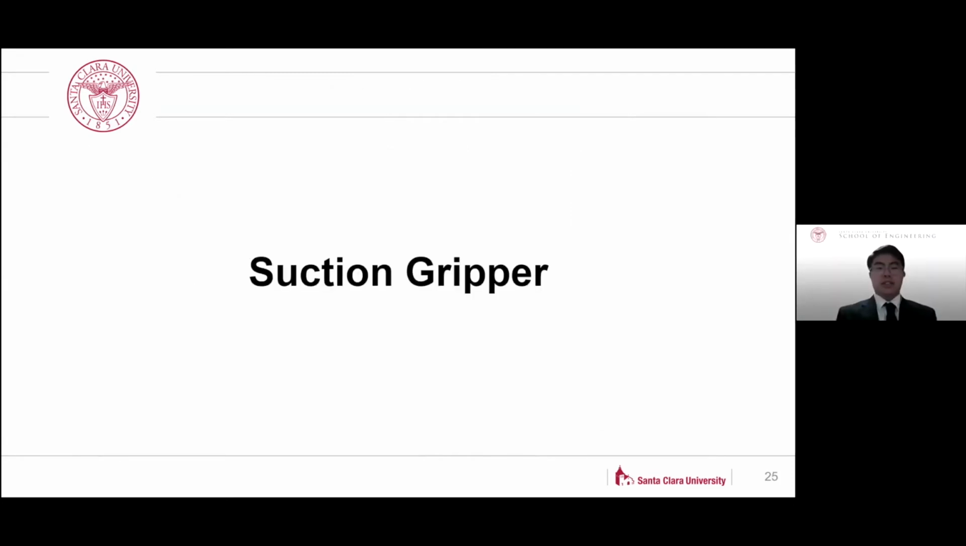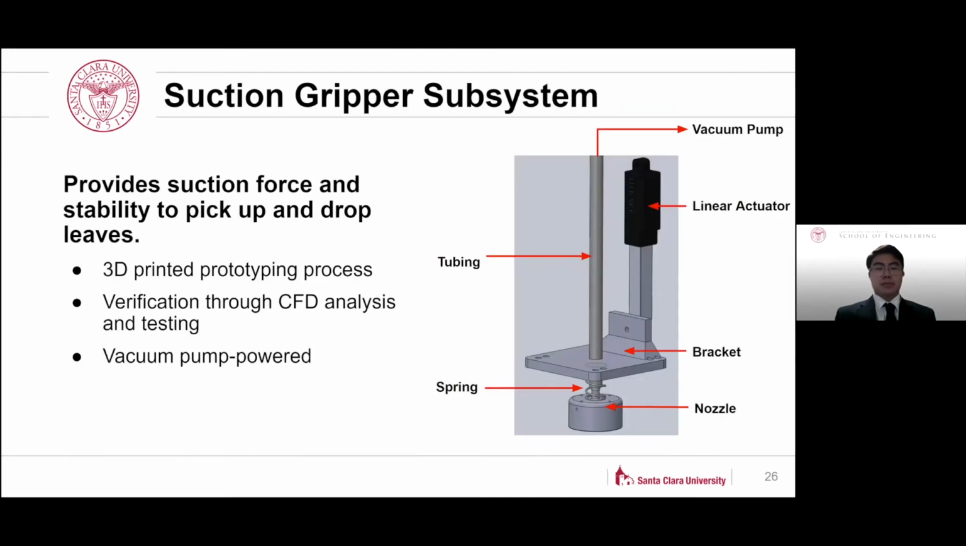Thank you, Johnny. Next, we will be examining the suction gripper subsystem. The goal for this subsystem was to provide suction force and stability to pick up and drop leaves. To attain this goal, we used 3D prints for our prototyping process and verified performance through tests and CFD analysis, which I will explore in the coming slides.